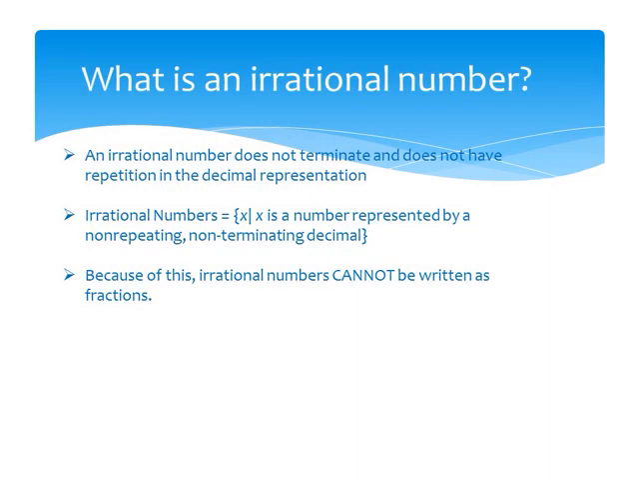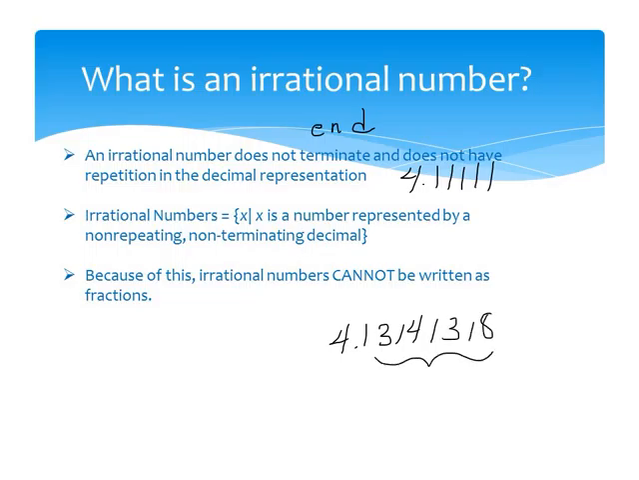Okay, so what is an irrational number? An irrational number doesn't terminate. Terminate means to end. And it doesn't have any sort of repetition to it in the decimal representation. So something like 4.11111, that has repetition to it. Whereas something like 4.13141318, no real rhyme or reason over there, that does not have repetition to it.